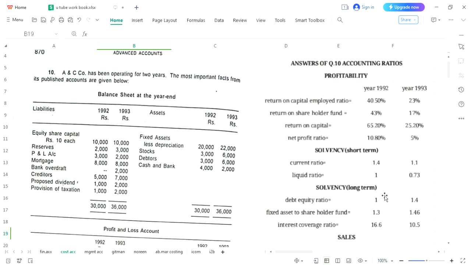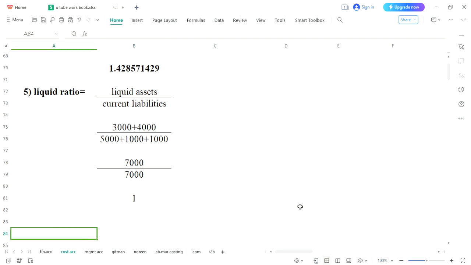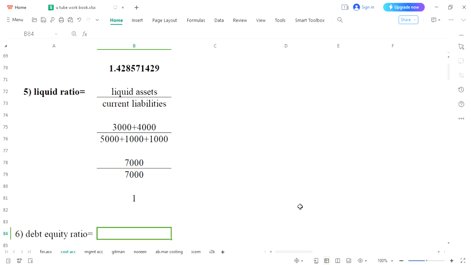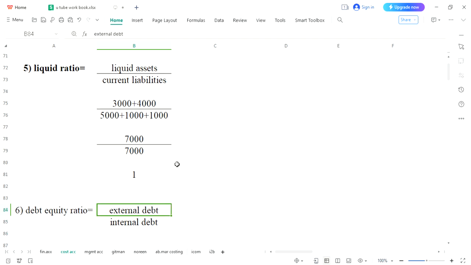Now solvency for the longer period of time. For that we need debt equity ratio. And here number 6, debt equity ratio. For that first we will apply the simple formula, external debt over internal debt. And with this formula, if we are not getting the answer, we will apply second and third.